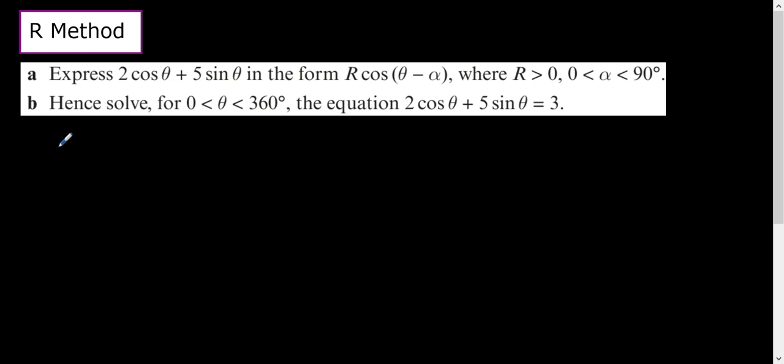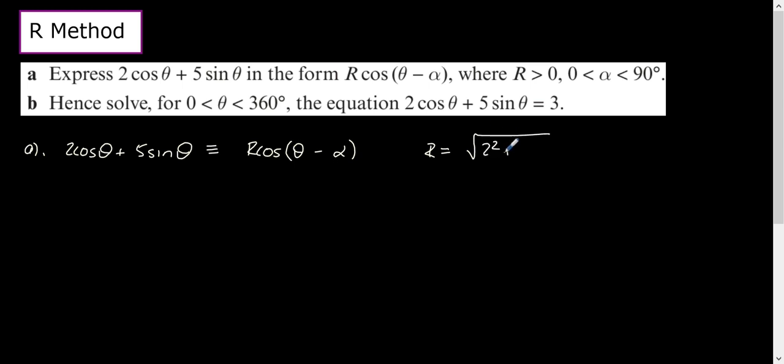It's very early. Okay, so we're going to express 2 cos theta plus 5 sine theta, and we're given the form r cos(theta minus alpha). We're working in degrees, that's important to know. So we're going to go ahead and work out what our r is. We've got root of 2 squared plus 5 squared, which is going to be root 29, and we'll leave it as root 29. We're not going to evaluate that as a decimal. We'll leave it as an exact value.